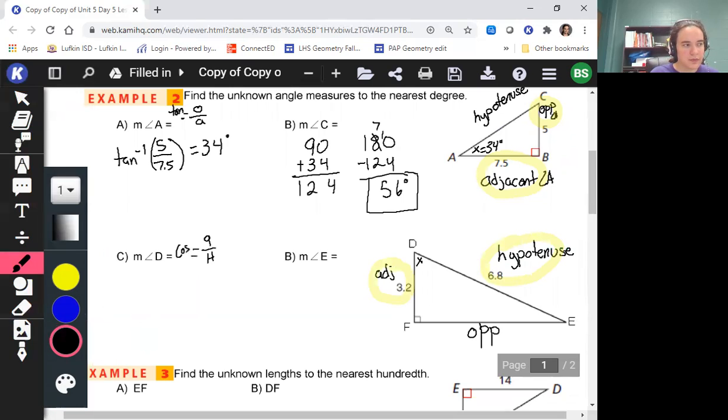Cosine. So we're going to take the cosine inverse, one with a -1, of our adjacent, which is 3.2, over our hypotenuse, which is 6.8. And we're going to go ahead and plug that in our calculator. Cosine inverse of 3.2 over 6.8.